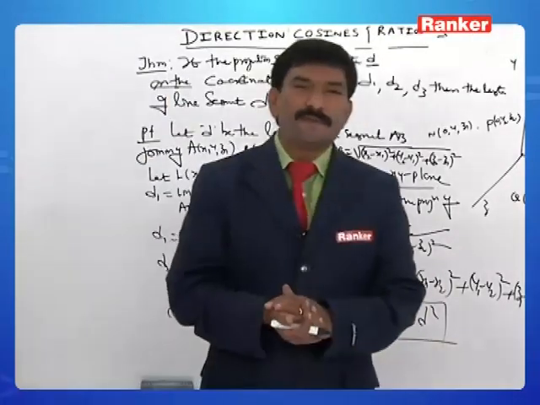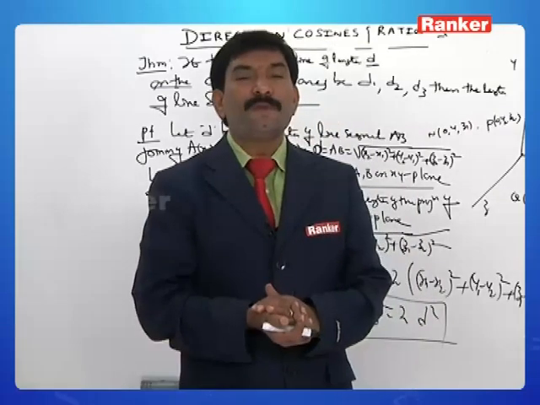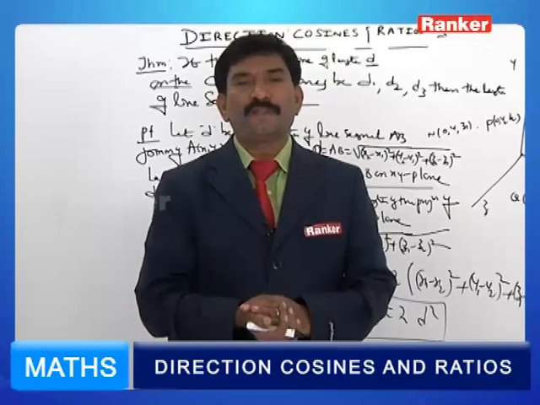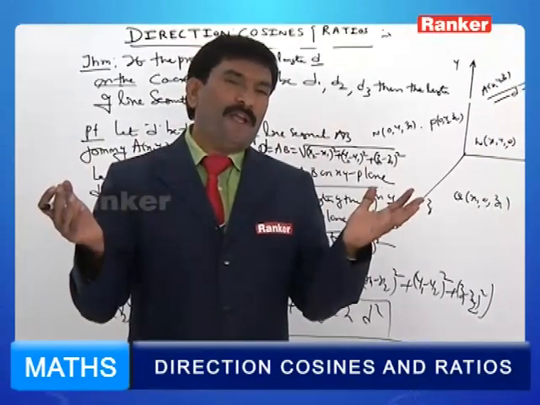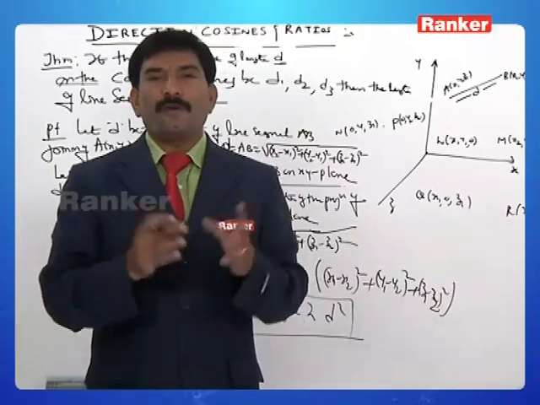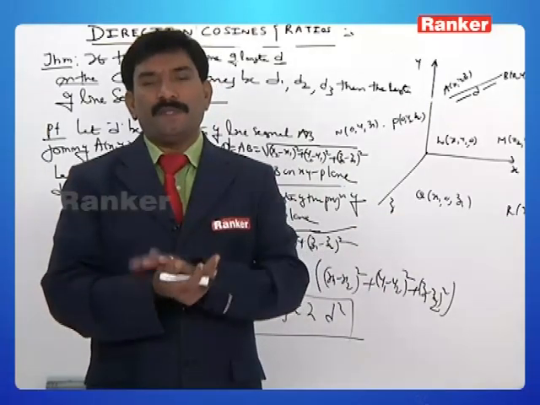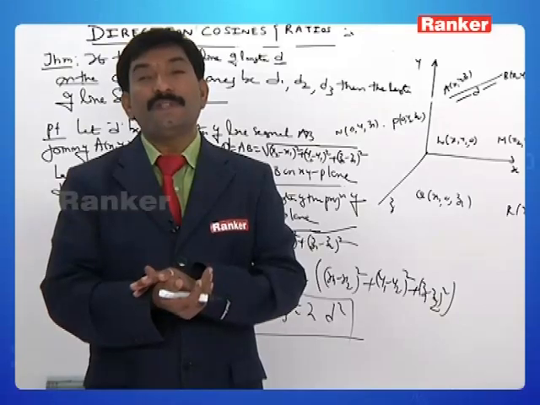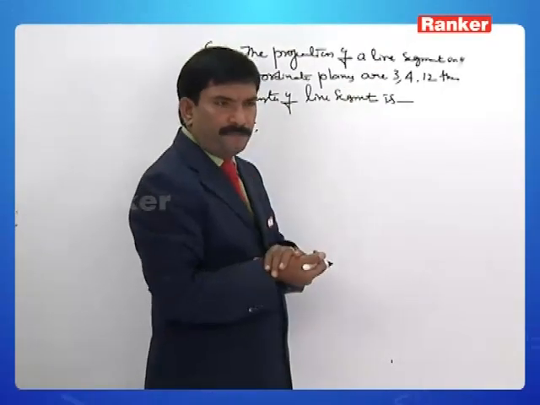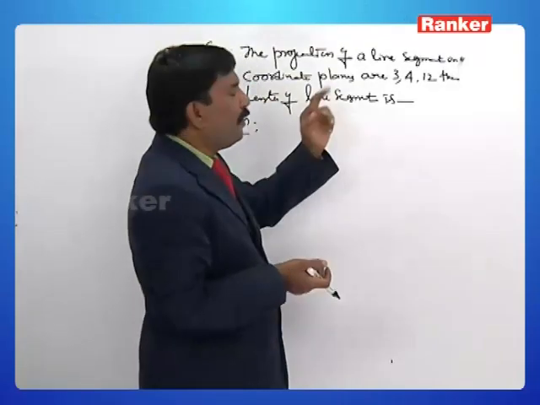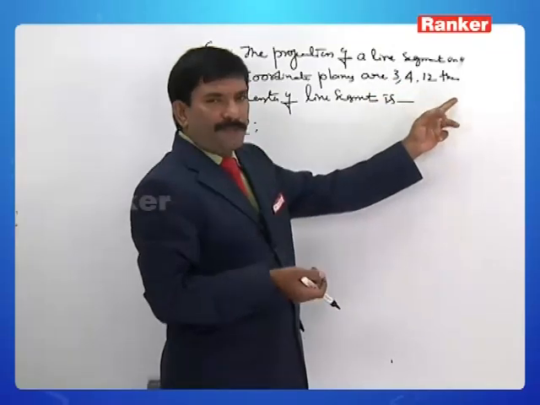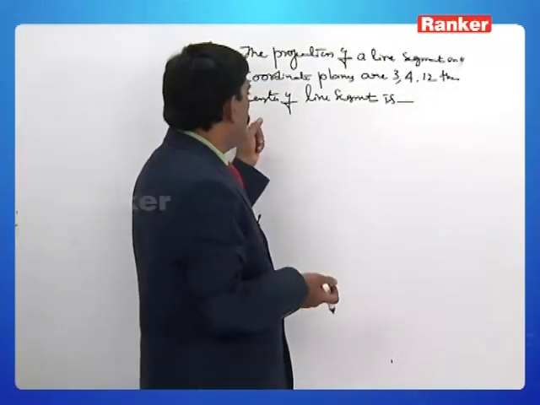d1 square plus d2 square plus d3 square is equal to 2 times the length of the line segment, that is 2d square. On the coordinate axes, d1 square plus d2 square plus d3 square is equal to d square. On the coordinate planes, d1 square plus d2 square plus d3 square is equal to 2d square. Followed?